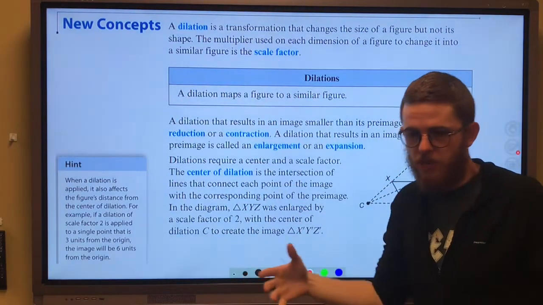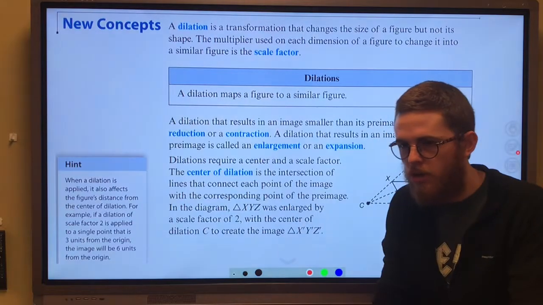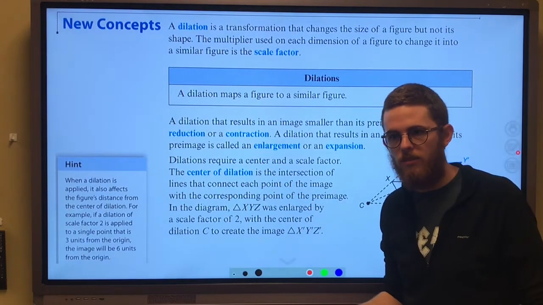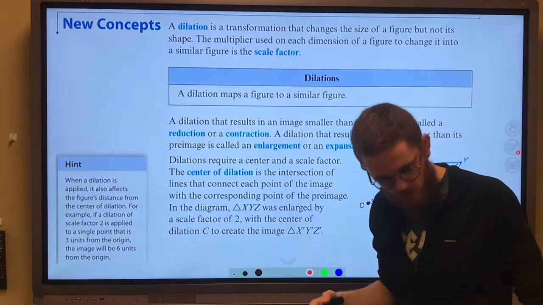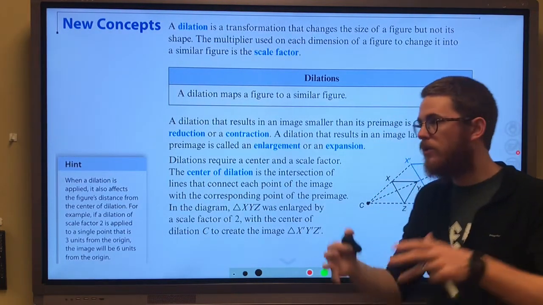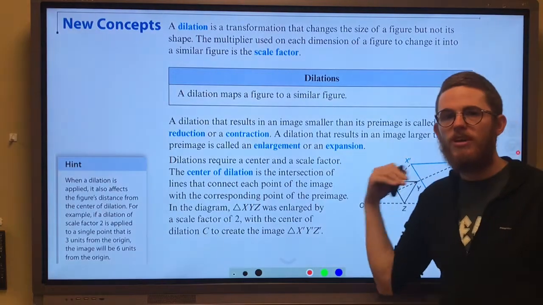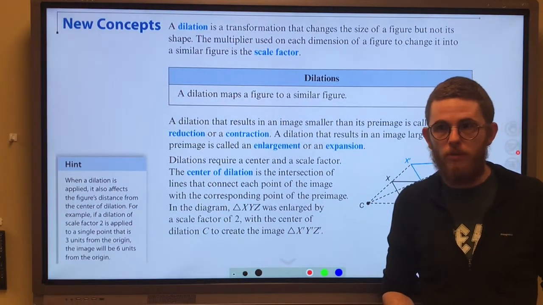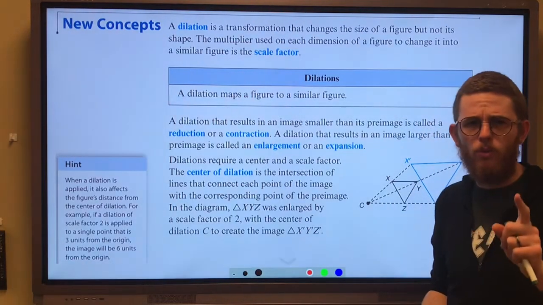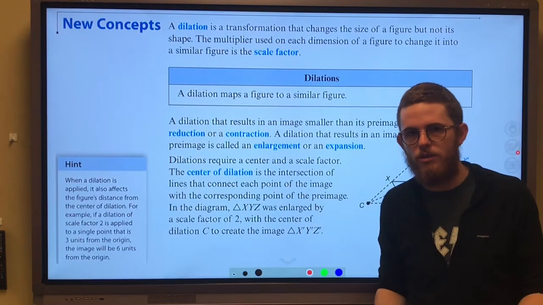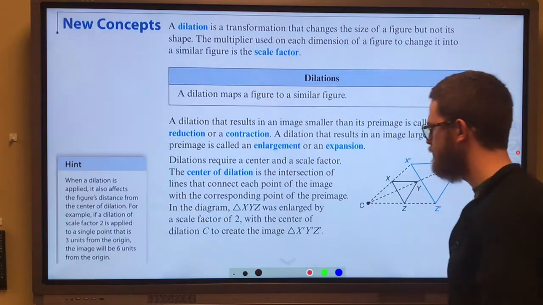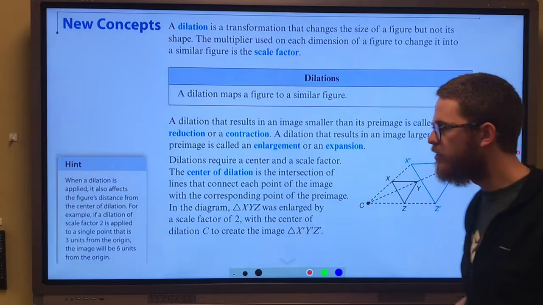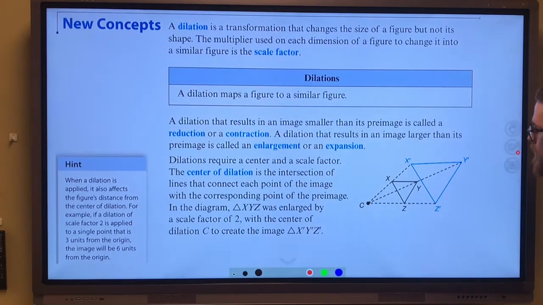If the scale factor is less than 1, it is going to shrink, it's going to compress, it's going to reduce. If the scale factor is greater than 1, it's going to get larger. It's going to be an enlargement, an expansion. If the scale factor is 1, there's actually no change at all. The center of a dilation is pretty important. We're going to see that in some examples here.